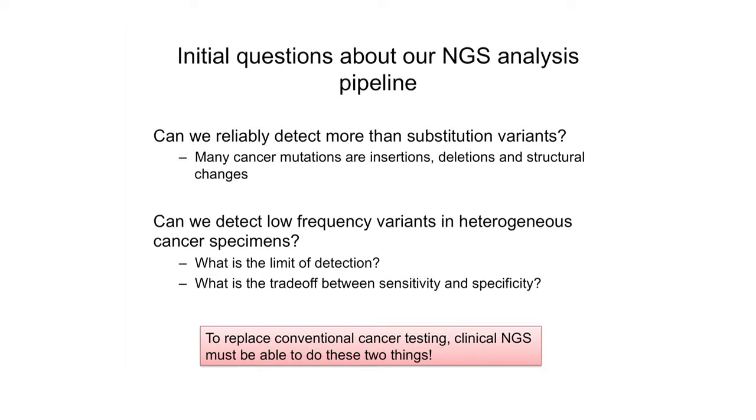My thinking was that this test should replace the existing tests. So we don't want to add it on. It should be able to do what existing tests do, and then potentially more. And most targeted testing of, say, KRAS mutations had reasonable sensitivity, so we needed to be able to at least do as well as those tests.